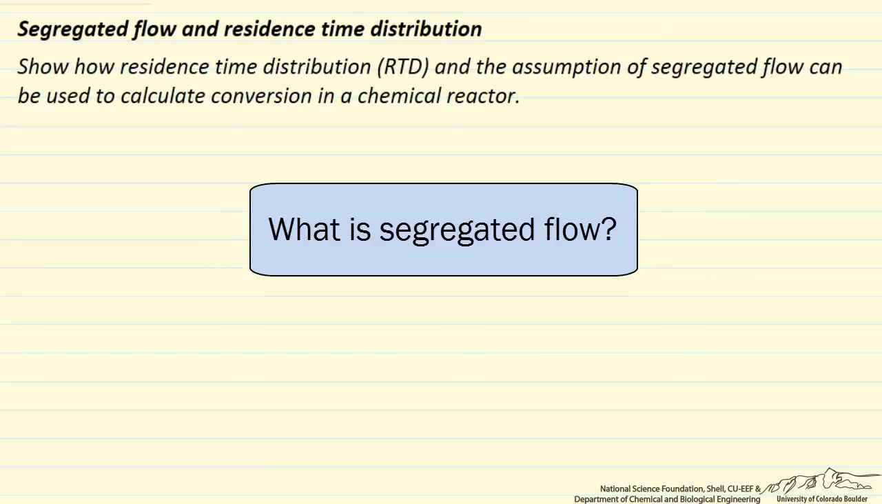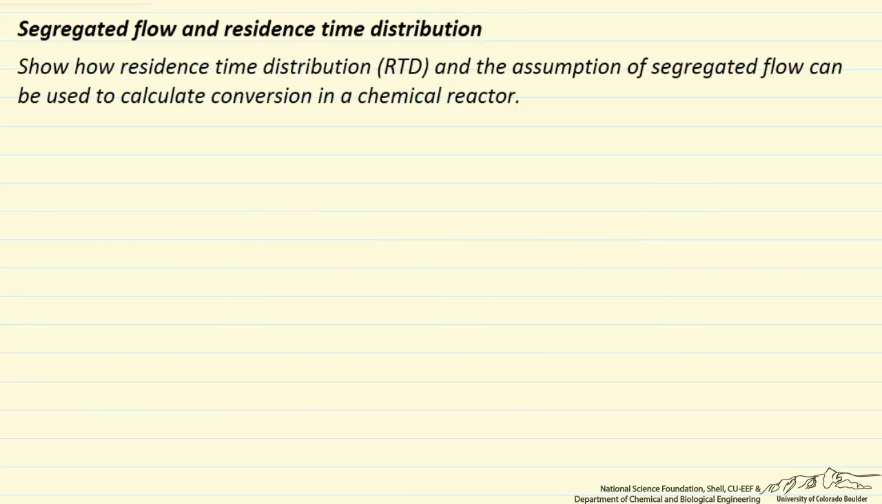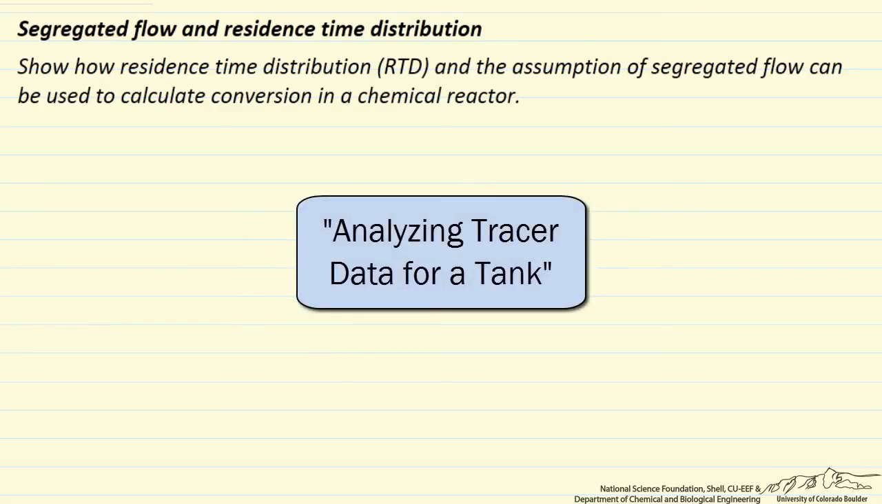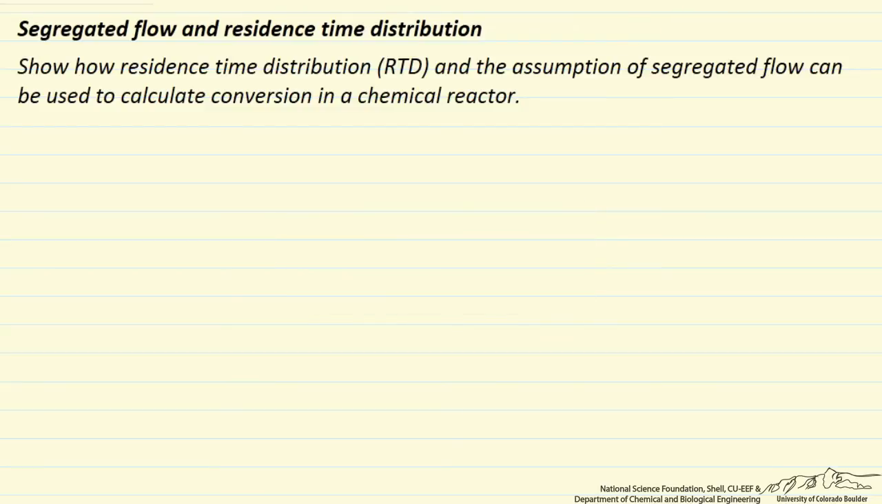I'm going to show how the residence time distribution, which we could determine from a tracer experiment that's described in other screencasts, combined with the assumption that we have segregated flow in the reactor, can be used to calculate conversion for a non-ideal reactor. Whether that's an accurate determination of the real conversion depends on how good an approximation segregated flow is.